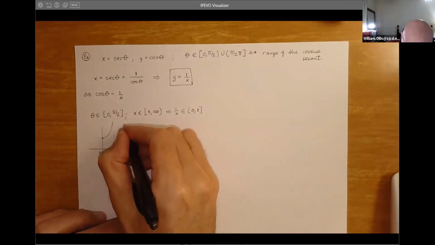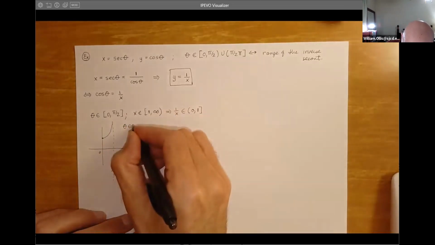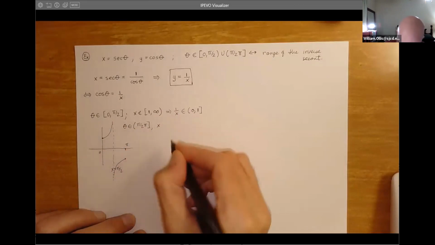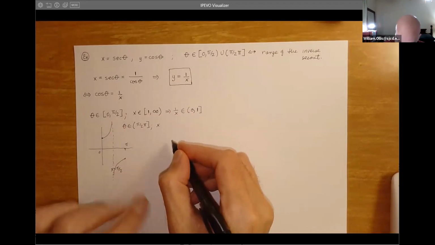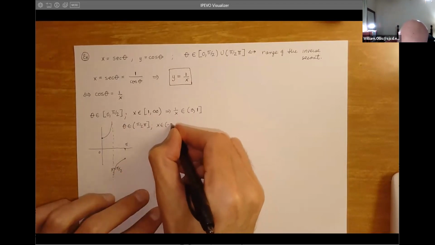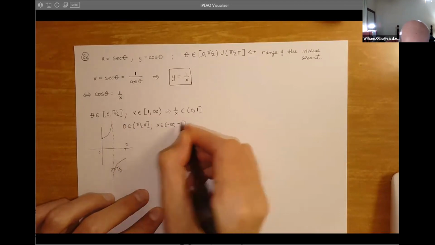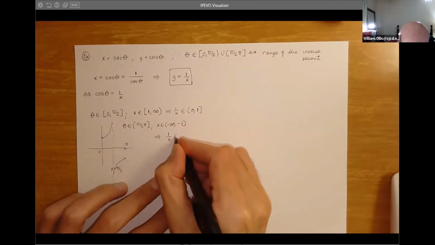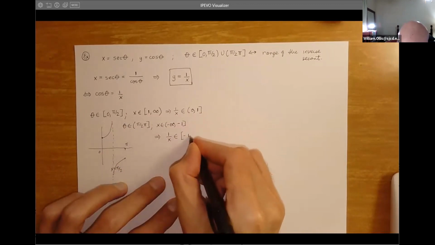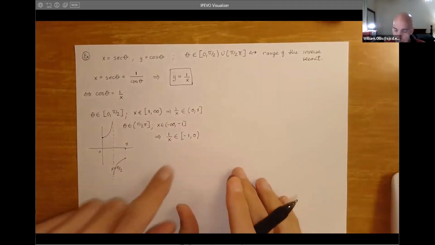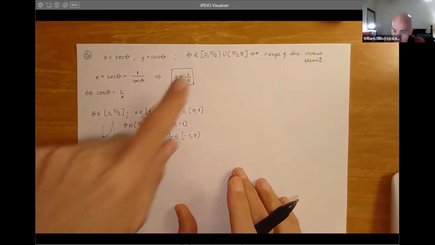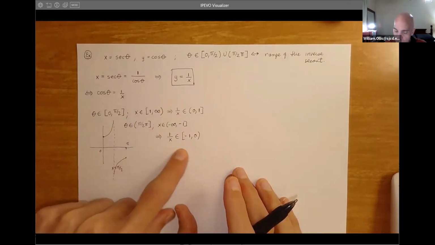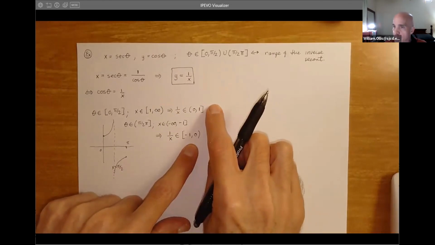And then, of course, if theta lives here, then x will live what? Negative infinity up to negative 1. So this implies, similarly to this, that 1 over x will live between what? Negative 1 and 0. So the key here is utilizing what you know about the secant function and seeing how we're going to actually restrict this graph. So these restrictions tell us where the graph is going to live.